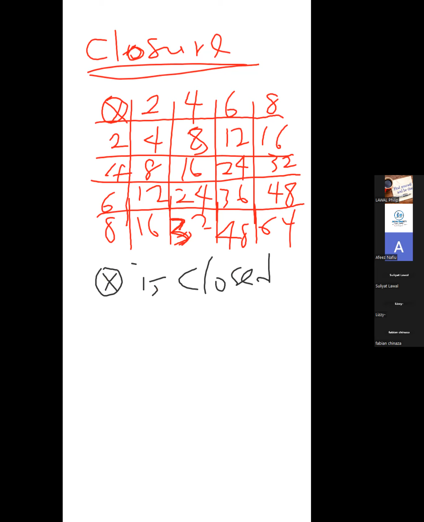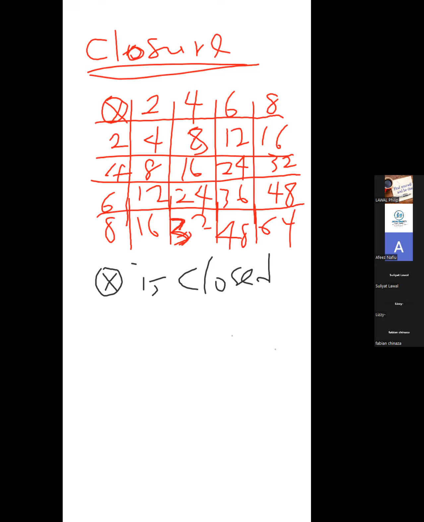All right. And even for odd numbers, if you operate two odd numbers on themselves, you should get an odd number too. 3 times 1, 3 times 3, 3 times 5, 3 times 7, everything will be odd. So you can see it depends on the set of numbers you are using that will always give you that.